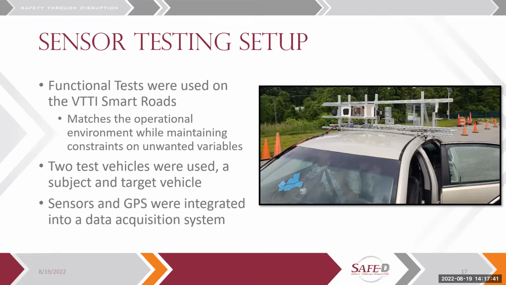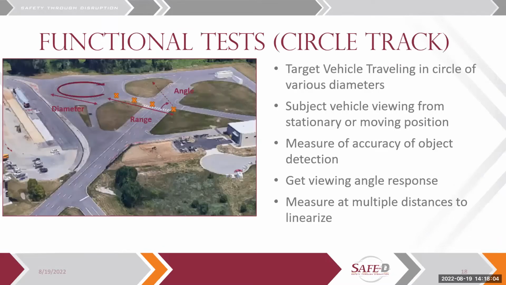We had 2 test vehicles, the subject vehicle shown here in the picture with the sensor rack mounted on top, and then the target vehicle, which is another similar sedan. They were fitted with GPS, and then they were all integrated into a data acquisition system that was developed for this and many other projects. So a quick overview of some of these functional tests.